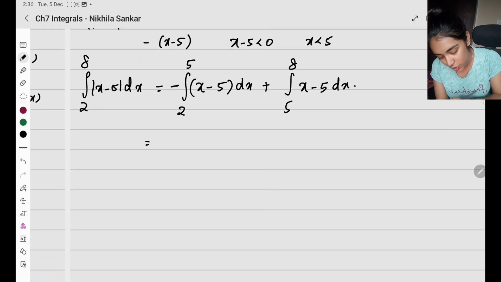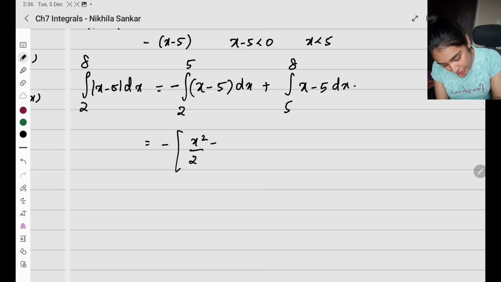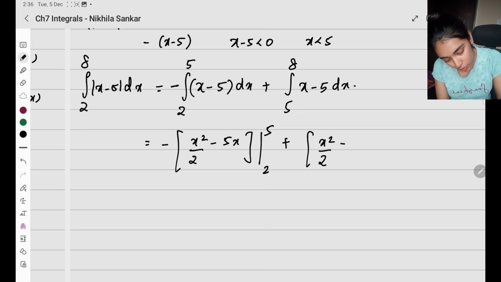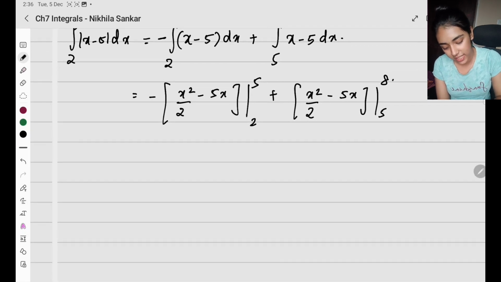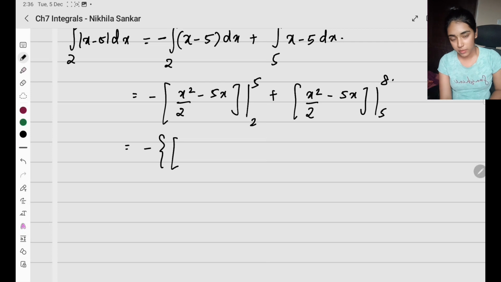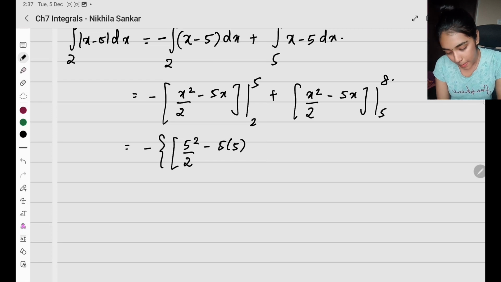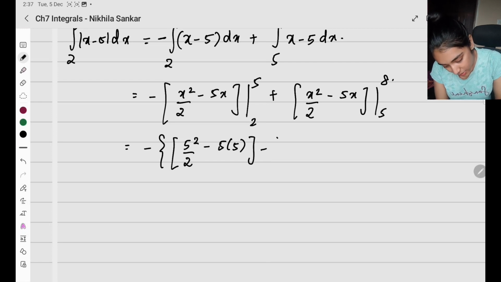Okay. So here I have the minus sign inside the bracket. Integrating x minus 5, I have x square divided by 2 minus 5x from 2 to 5, plus again x square by 2 minus 5x from 5 to 8. Exactly like the previous question. So I have minus of, let me open the bracket, upper limit minus lower limit. First the upper limit, 5 square by 2 minus 5 into 5, upper limit minus lower limit.